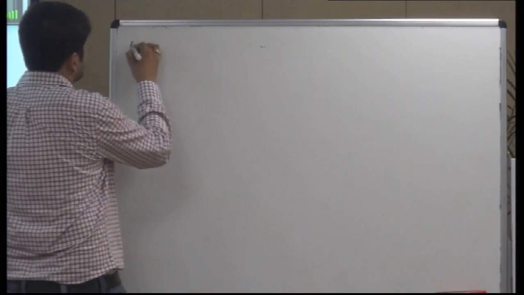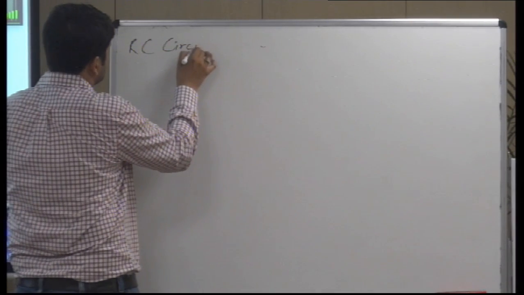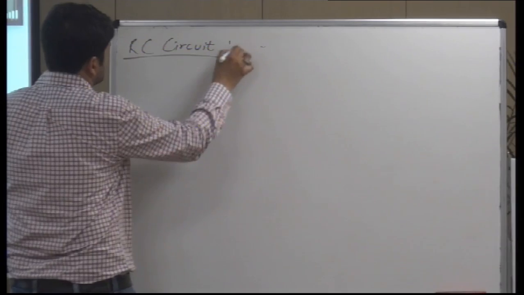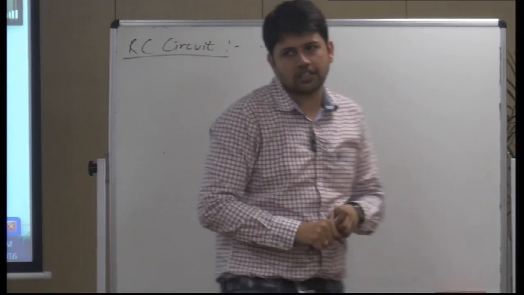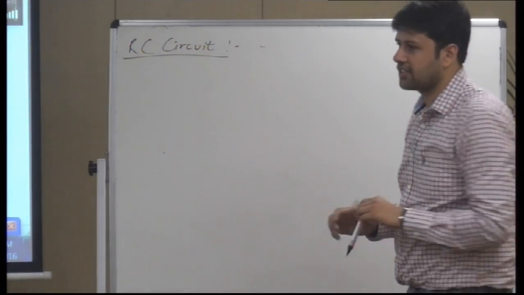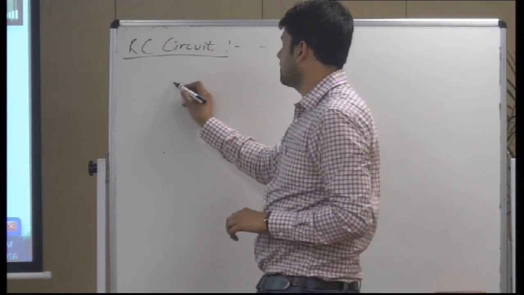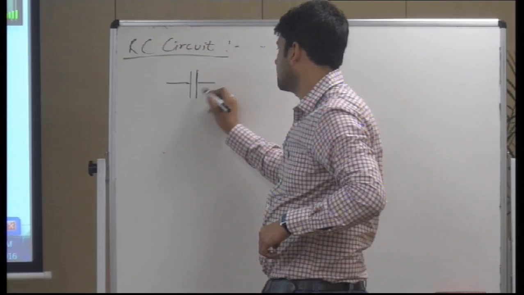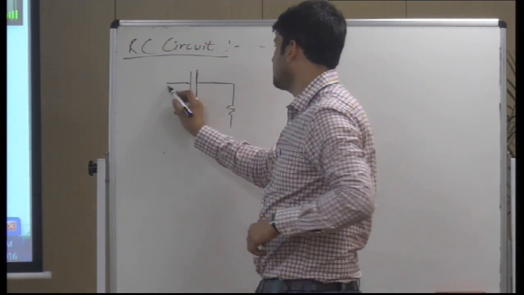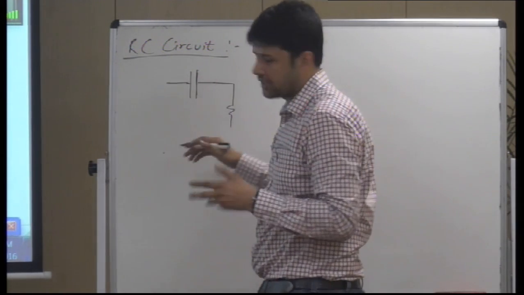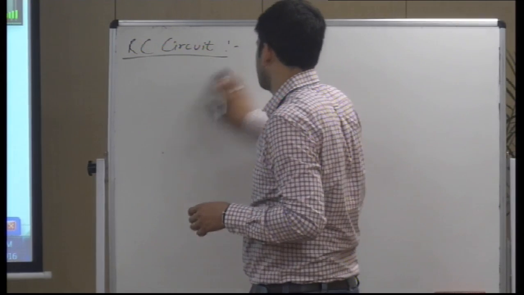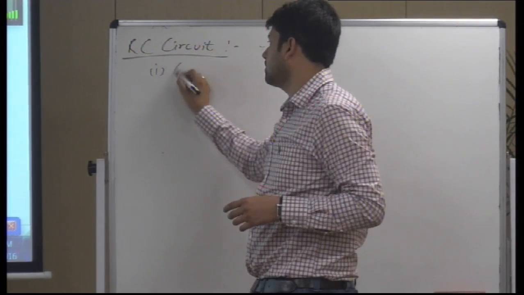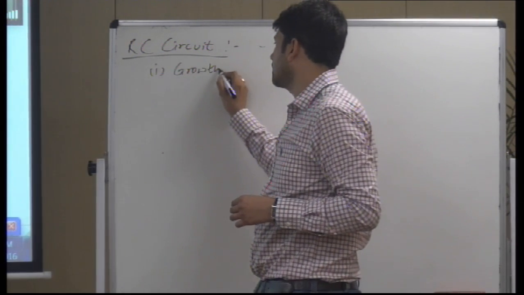Now, this is the RC circuit. What is an RC circuit? Resistance and capacitance connected. A capacitance and a resistance. We have two cases actually. I'll first write the cases. First one is growth of current.